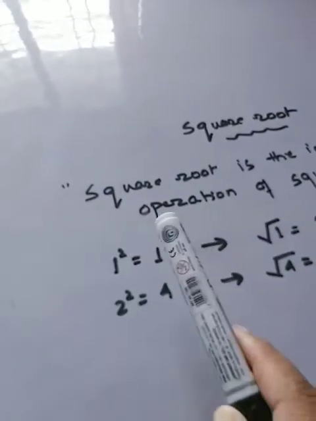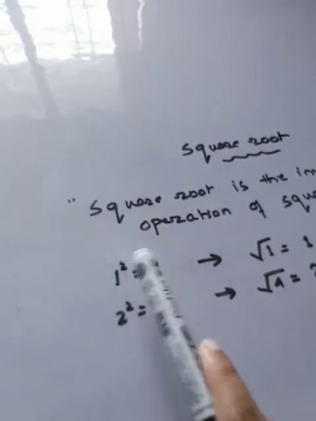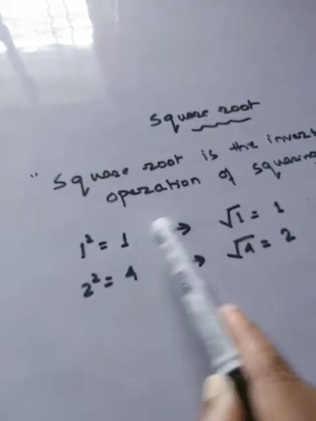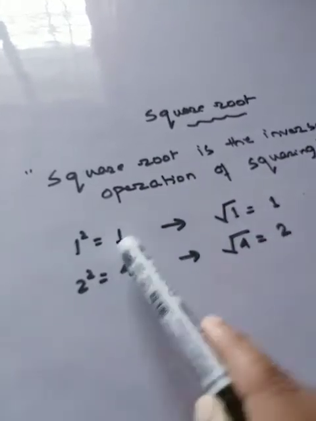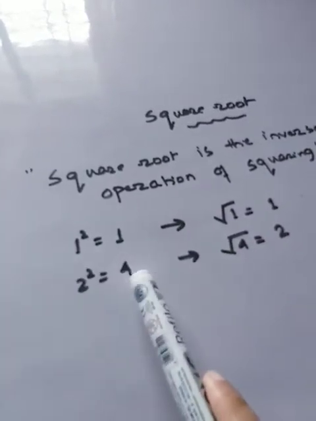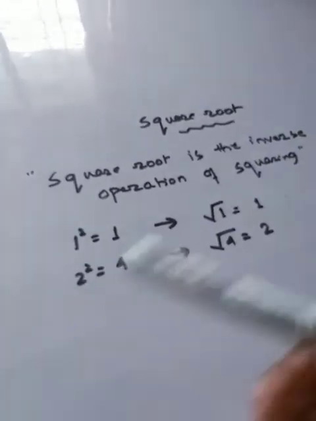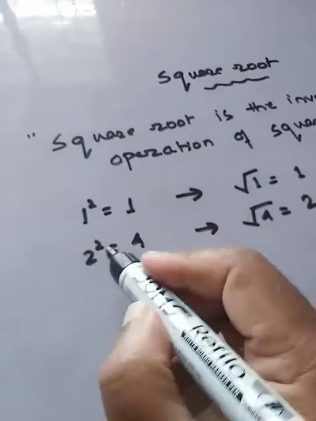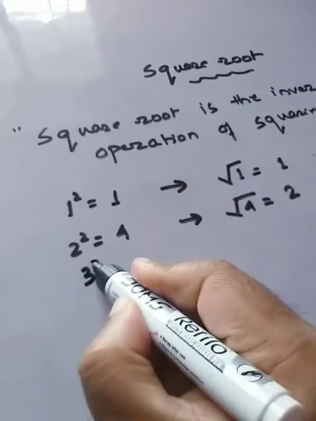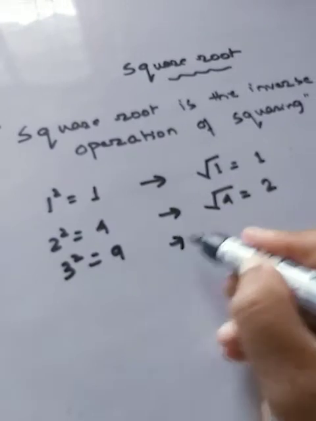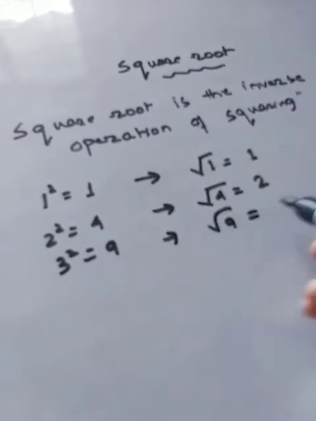How? We have learned that 1 square is equal to 1. So the square root of 1 is 1. So it is just the opposite. Now 2 square is 4. So the square root of 4 is what? 2. So just try to understand what I am trying to say. Now similarly, 3 square is what? 9. Now what is the square root of 9? Square root of 9 is then 3.